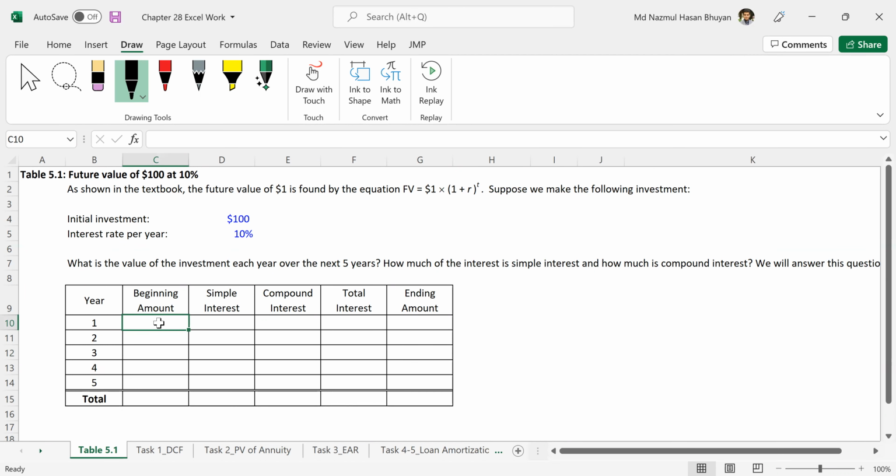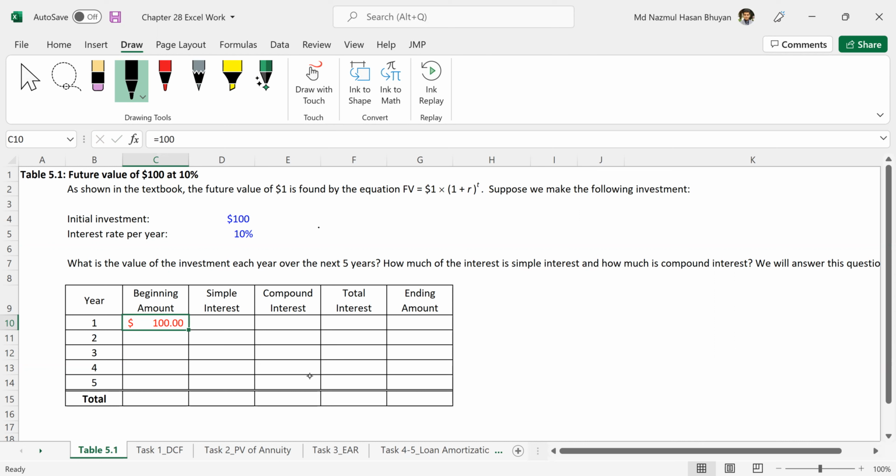So let us start. First we're gonna put the initial investment for year number 1. It is $100. Now, in this particular problem, we are making just one single investment, and then we are gonna calculate the future value or ending amount of this $100 in the next 5 years.